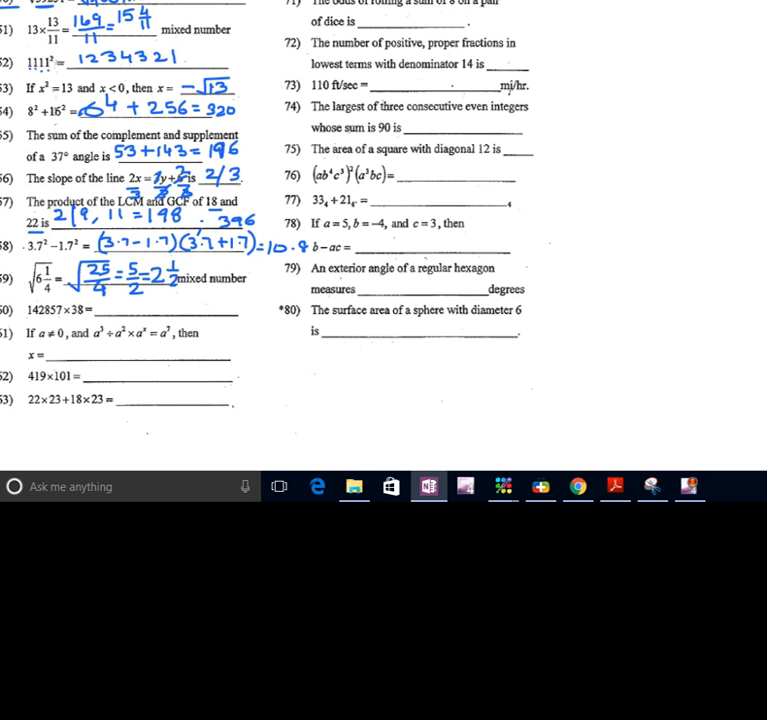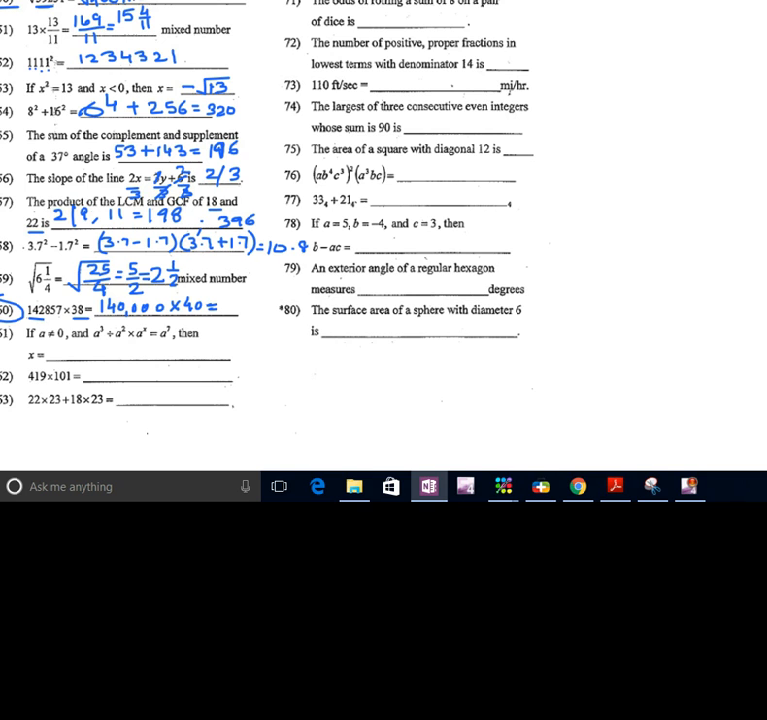The next question is 142,857 times 38. And they are expecting an approximate answer for this one. One way to do this is to approximate this number as 140,000 and approximate 38 as 40.